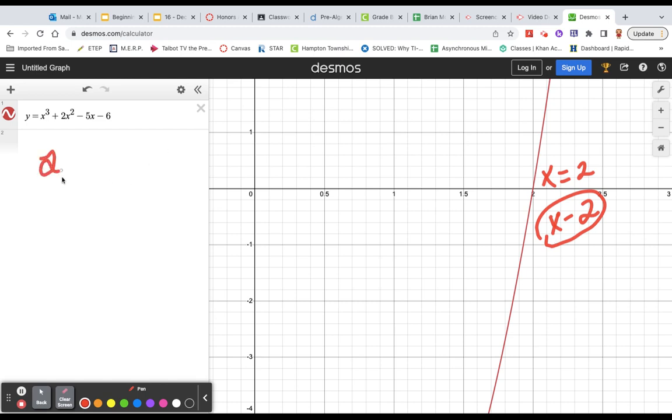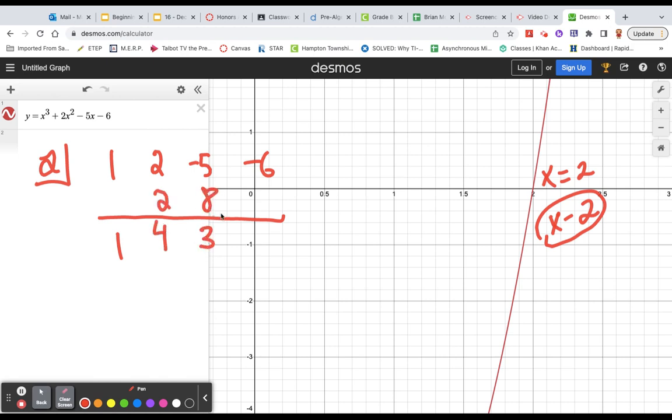So utilizing some synthetic division, we're going to go with our number 2 on the outside and then our coefficients, 1, 2, -5, -6. As always, we'll bring down our first number in the synthetic division. Then we multiply and we add. Then we multiply and then we add. And then we multiply and then we add, leaving us with a 0 remainder, which is exactly what we anticipated.